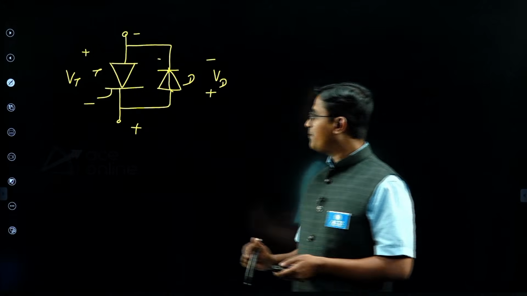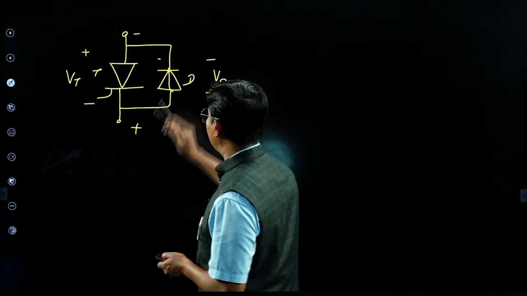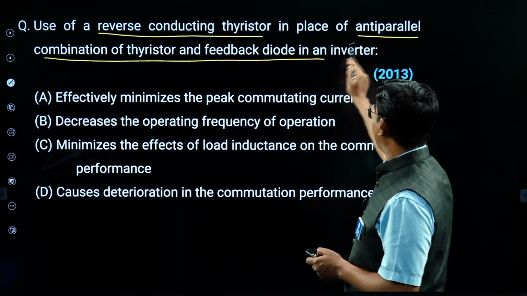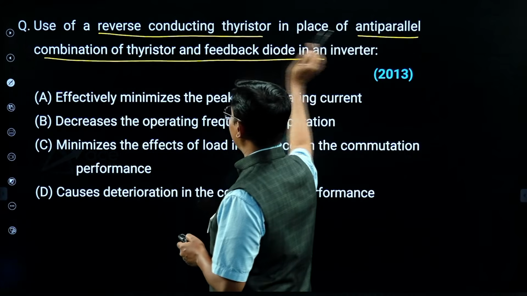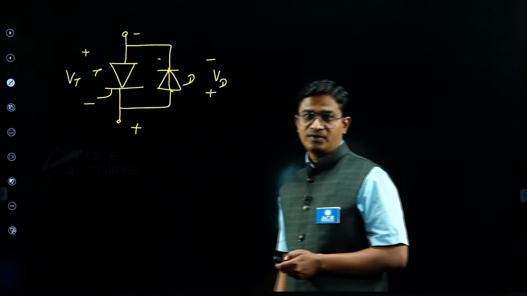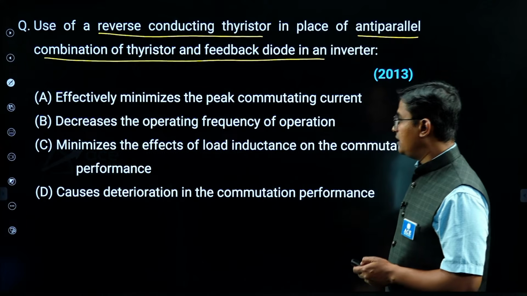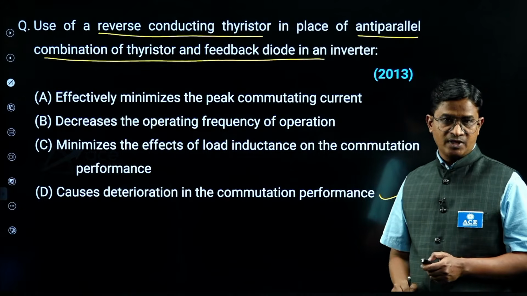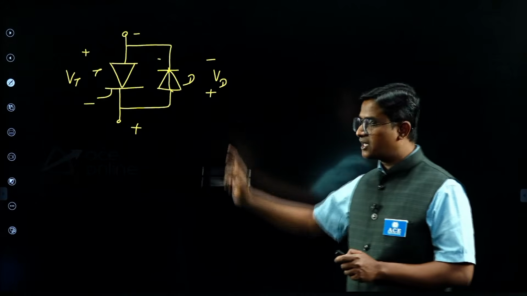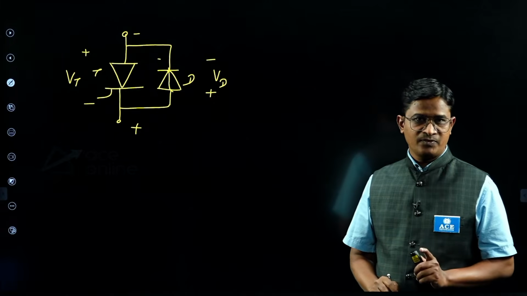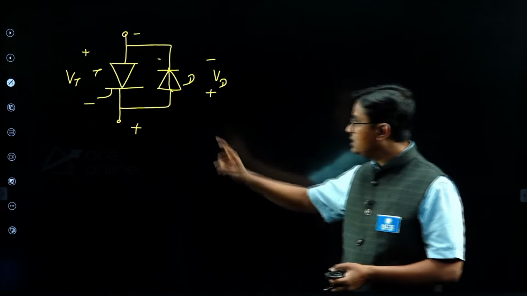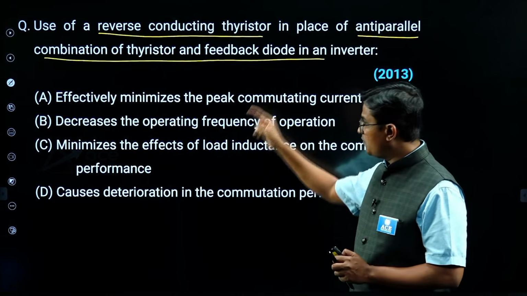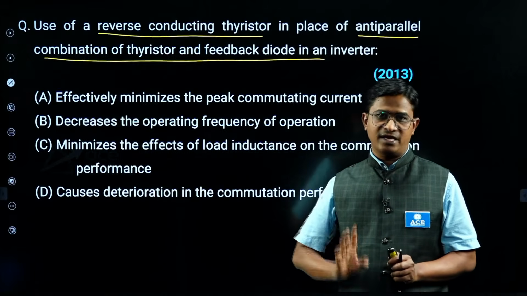So here, if I use a reverse conducting thyristor in place of this combination, then what will happen? It will create a deterioration in the commutation performance of your device. Means they are comparing this equivalent circuit with the reverse conducting thyristor. And now the question is, when this equivalent circuit is replaced with the reverse conducting thyristor, which one of the following is correct, they are asking, right?